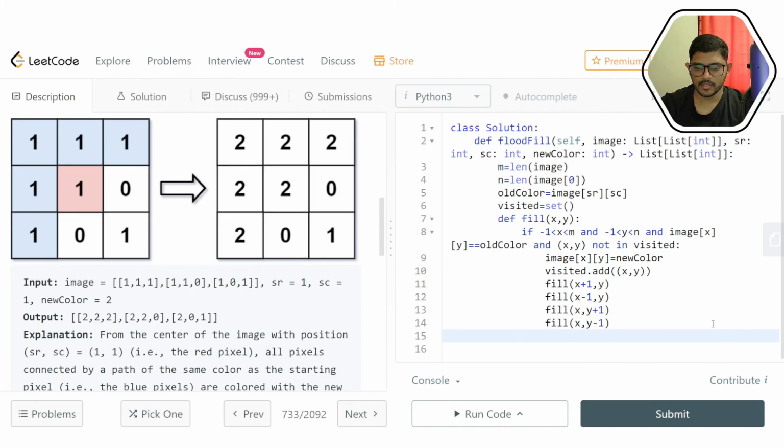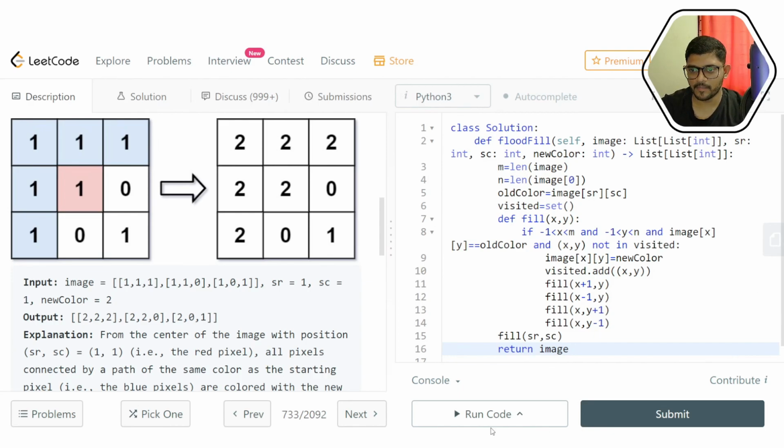So after that, this is only the definition of the function, and this is where we are going to actually call the function by using the actual coordinates sr, sc, right? So this is where we run the function recursively by calling it outside the definition. And finally, we return the image, which is the list of lists. And we have modified this image matrix in place. We didn't create any new matrix. We have modified it in place.